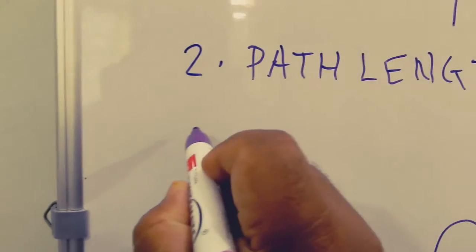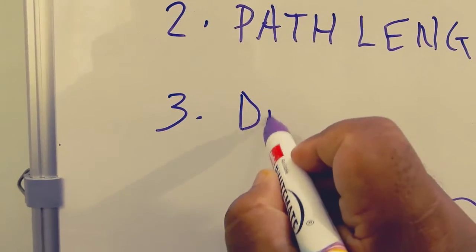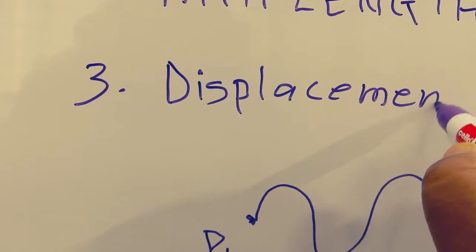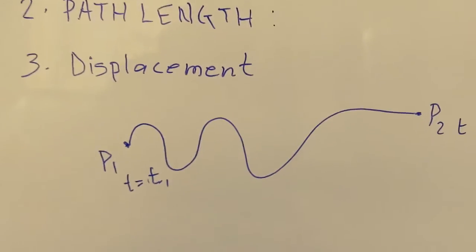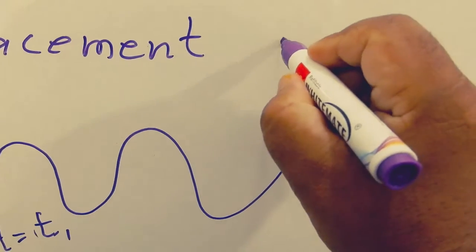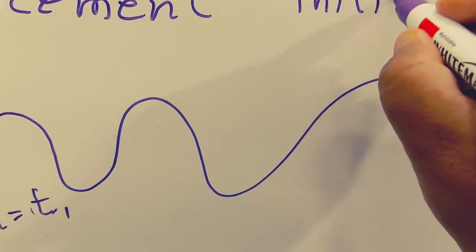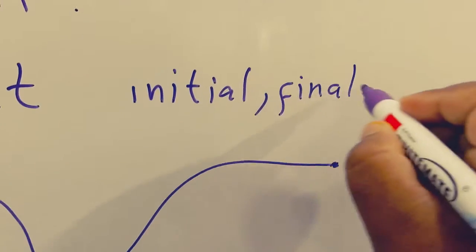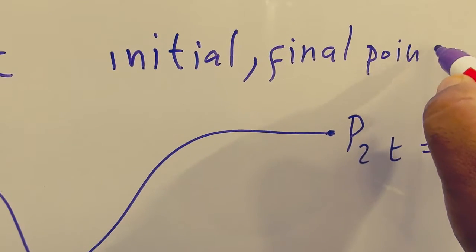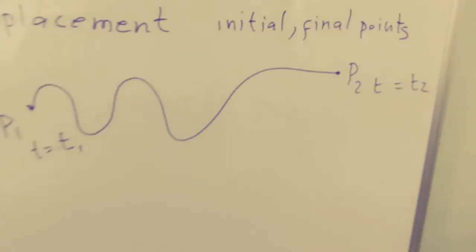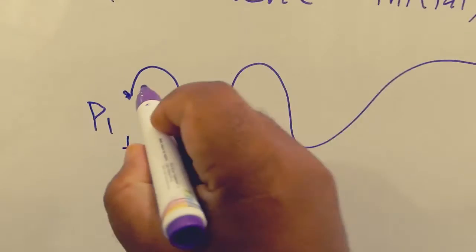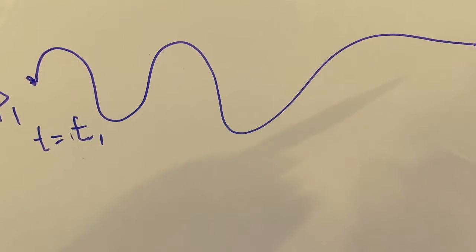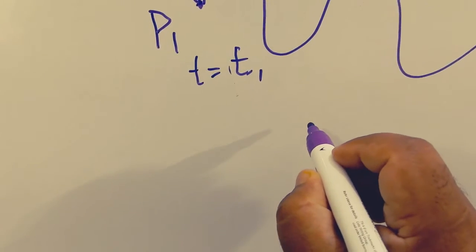Meanwhile, when defining displacement, only the initial and final points are important. So the whole path covered is not at all important. Considering the displacement, only points P2 and P1 are important.